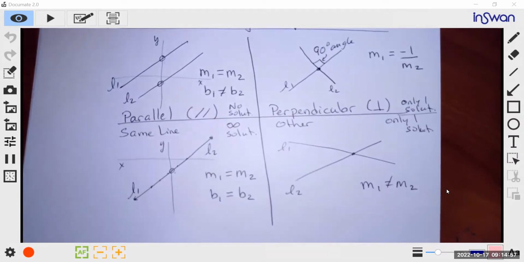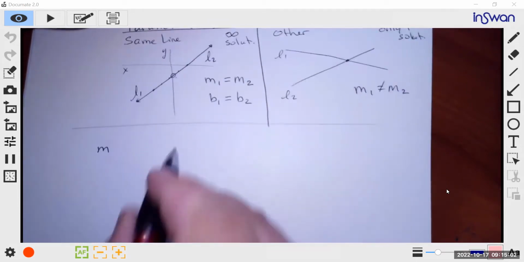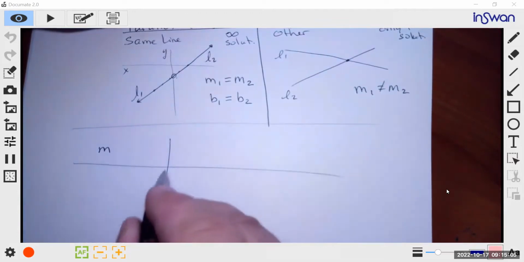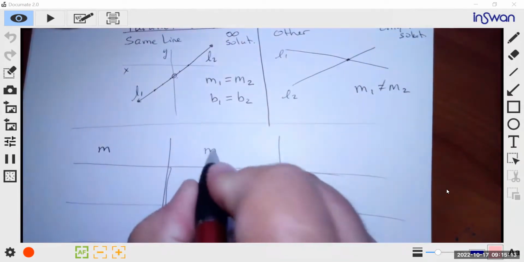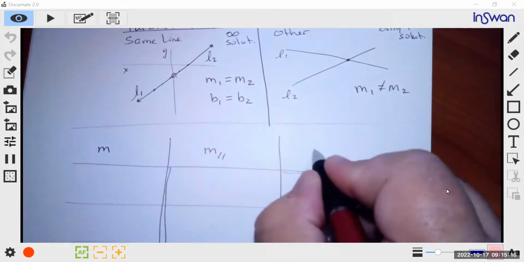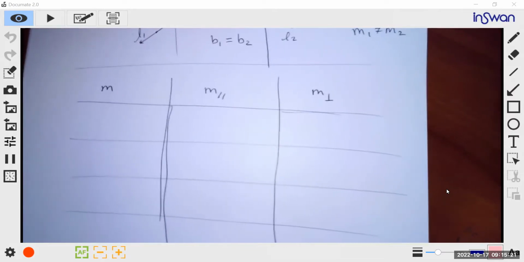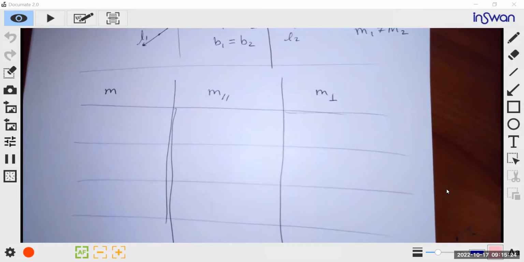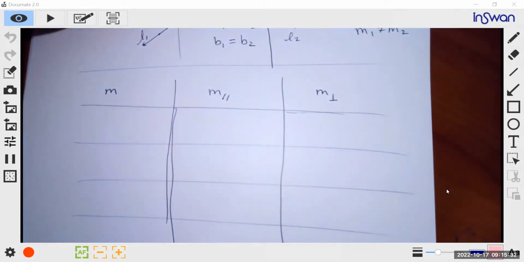So let's look at this. I'm gonna give you some slopes. You give me the slope that's parallel to it and give me the slope that's perpendicular to it. Remember, the two parallel lines, that's parallel, that upside down T is perpendicular. So here's the first one.